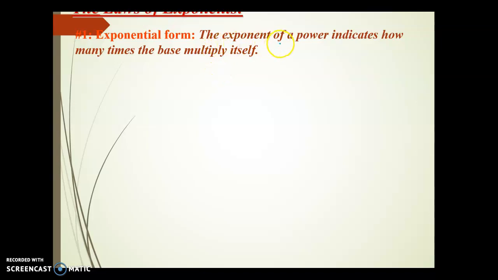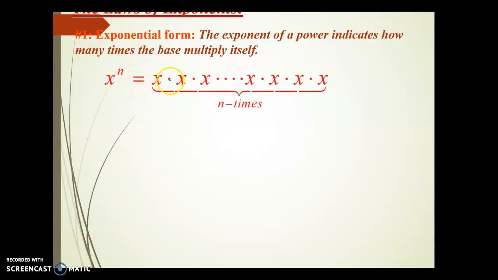The exponent of a power indicates how many times the base multiplies itself. What does it mean? Basically, if a number x is raised to n, then it's equal to x times x times x and so on. It depends on the value of n, right? So if n is 10, there will be 10 x's here.